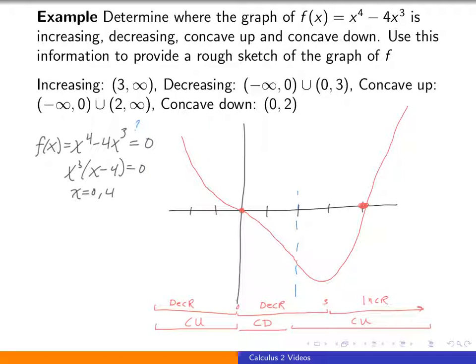So this gives us a fairly accurate sketch of what the graph of f will look like. I say fairly accurate because we have no scale in the y direction, though we certainly could figure out what the function value is at 3 and do a bit better of a job.